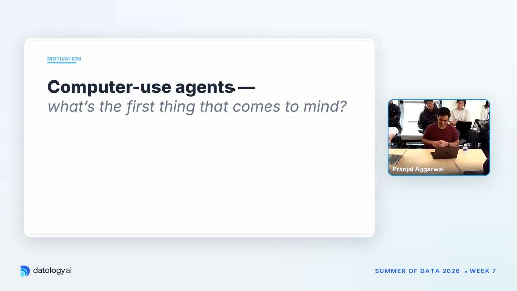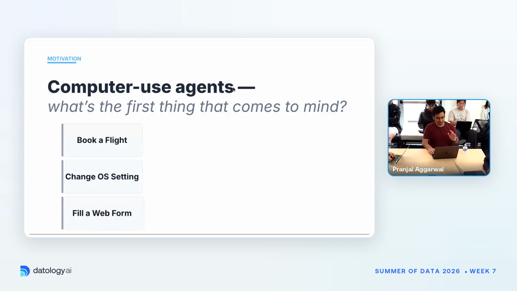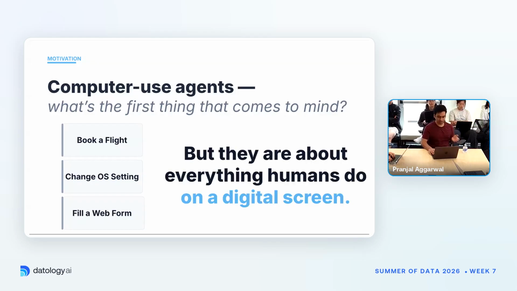Yeah, so I tried this thing around a year ago. I asked some of my friends, and I think the most common answers were around things like booking a flight, changing something in my Mac OS, or filling a web form. But the way I see computer use agents is that it's about everything that humans do on a digital screen.